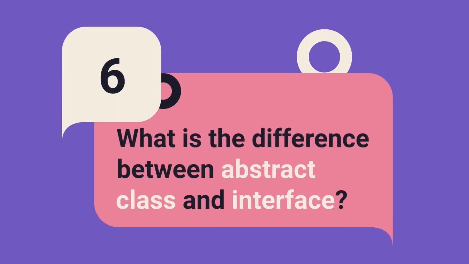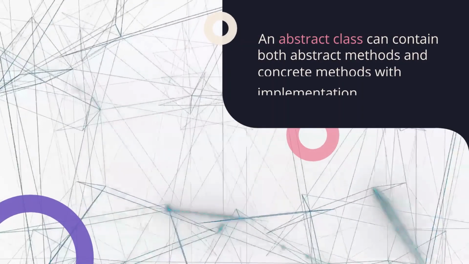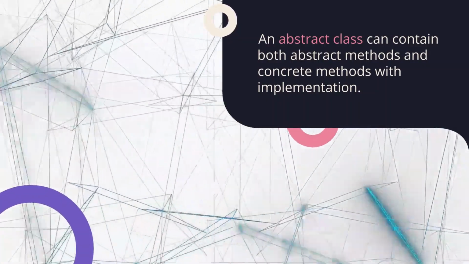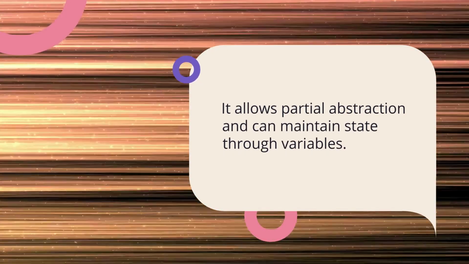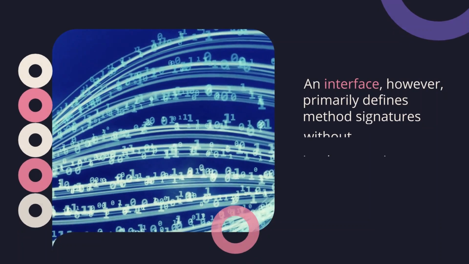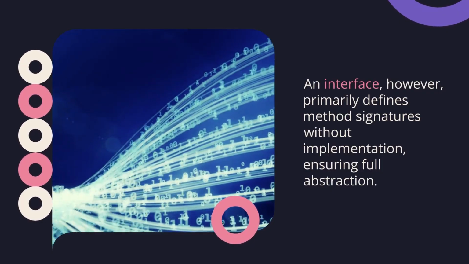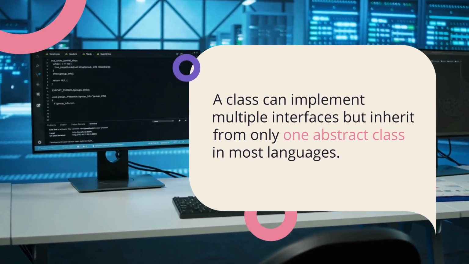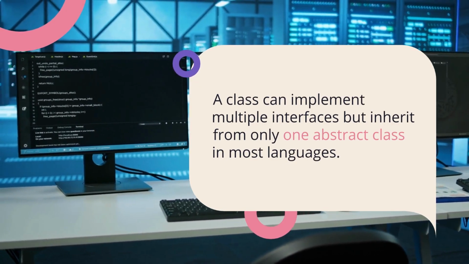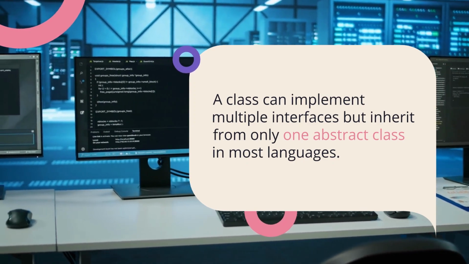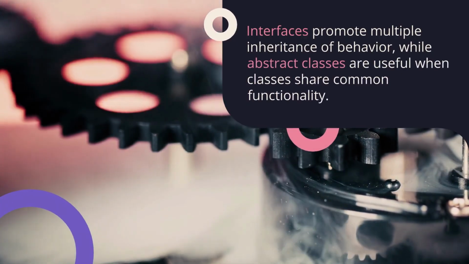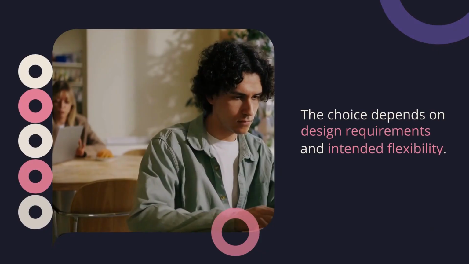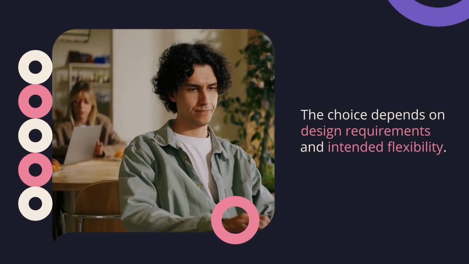6. What is the difference between abstract class and interface? An abstract class can contain both abstract methods and concrete methods with implementation. It allows partial abstraction and can maintain state through variables. An interface, however, primarily defines method signatures without implementation, ensuring full abstraction. A class can implement multiple interfaces but inherit from only one abstract class in most languages. Interfaces promote multiple inheritance of behavior, while abstract classes are useful when classes share common functionality. The choice depends on design requirements and intended flexibility.